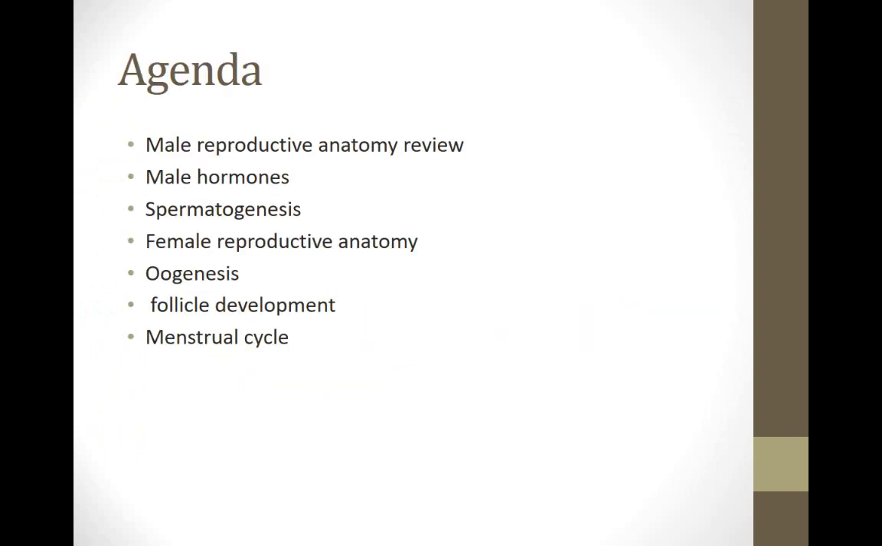Our agenda today is to review the male reproductive anatomy, the hormones of the male reproductive system, the process of spermatogenesis, female reproductive anatomy review, oogenesis, which is similar to spermatogenesis but in the female, and basically sex cell division, also known as meiosis, follicle development of the follicles around the eggs, and the menstrual cycle.